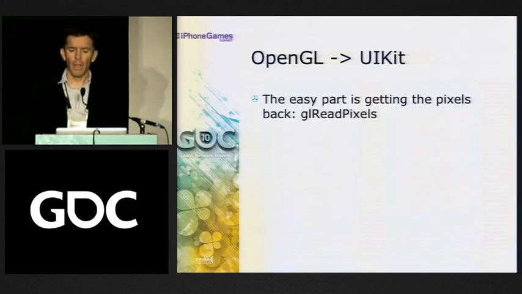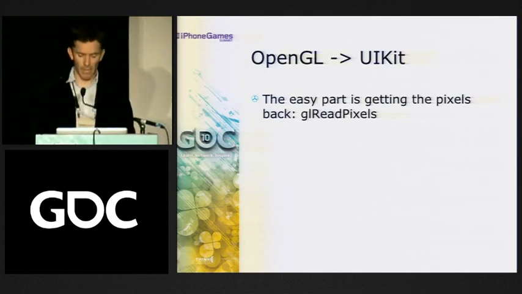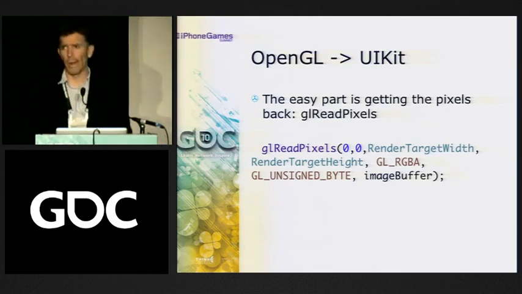And how do you do that? The easy part is getting the pixels out of OpenGL. You just do glReadPixels. You want to avoid as much color conversion as possible, but it's pretty much that one line. Read pixels, give it a buffer, bang, you have them there.